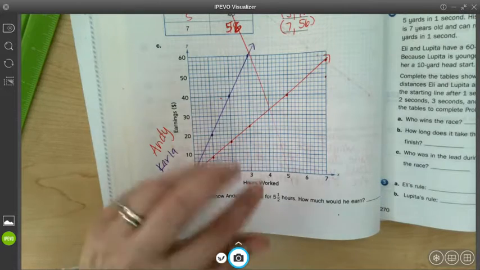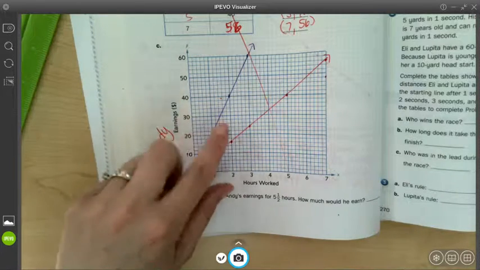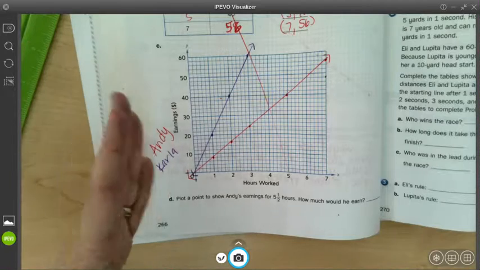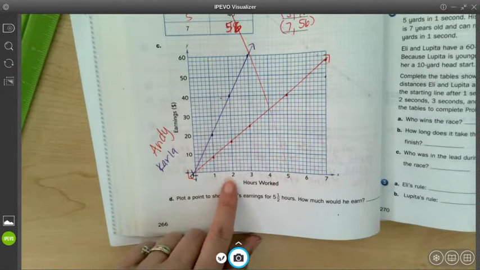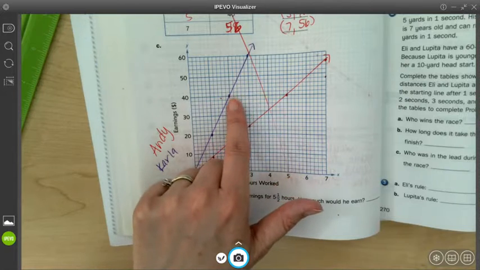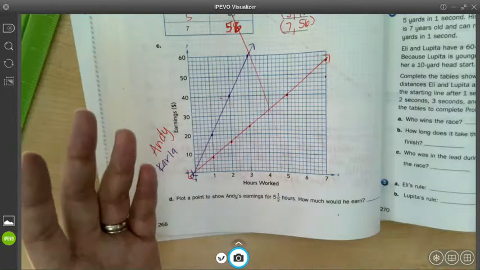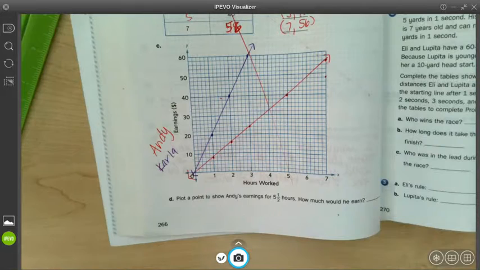Okay, here's another question. So you can also make that comparison between Andy and Carla, right? If it takes Carla 2 hours to earn $40, it's going to take Andy 5 hours to earn that $40. Okay, so if they both start work at 8 a.m., by what time will Andy have earned that $40?